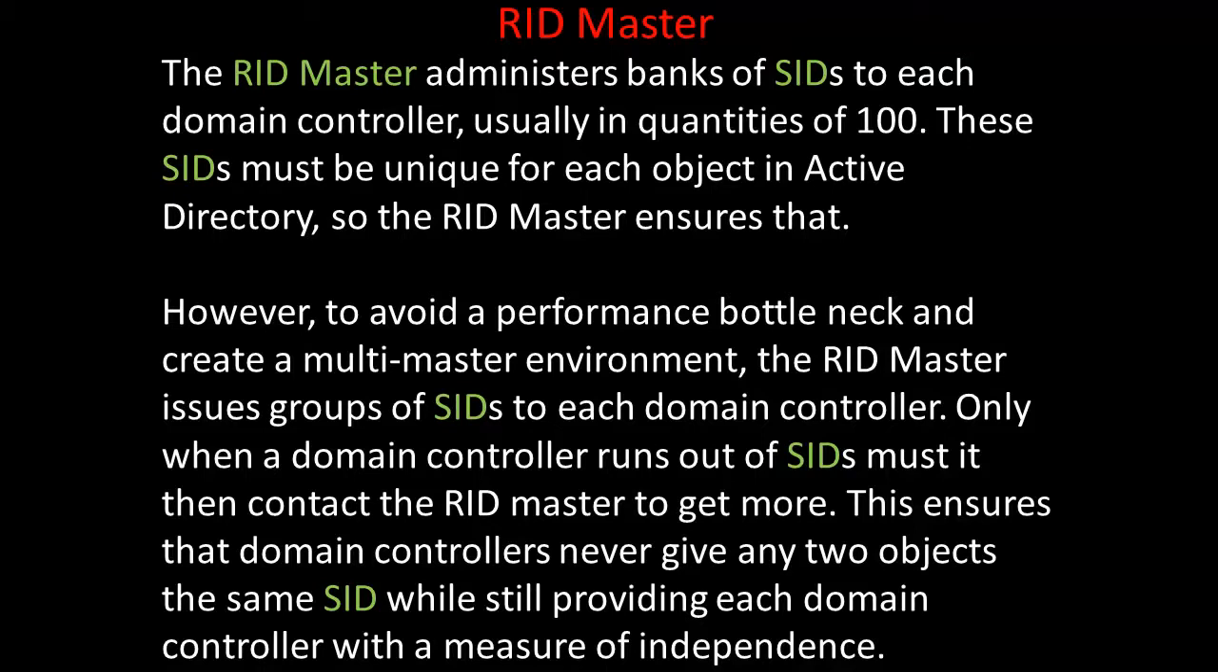However, to avoid a performance bottleneck and create a multi-master environment, the RID master issues groups of SIDs to each domain controller. Only when a domain controller runs out of SIDs must it then contact the RID master to get more. This ensures that domain controllers never give any two objects the same SID, while still providing each domain controller with a measure of independence and therefore fault tolerance.